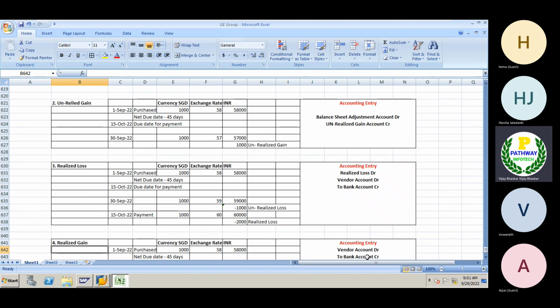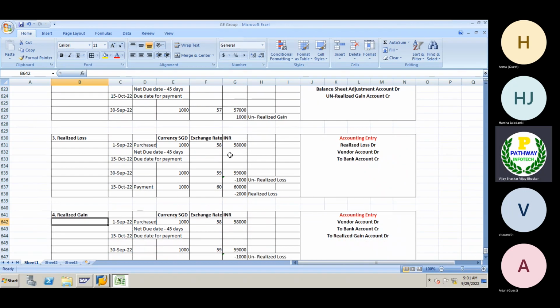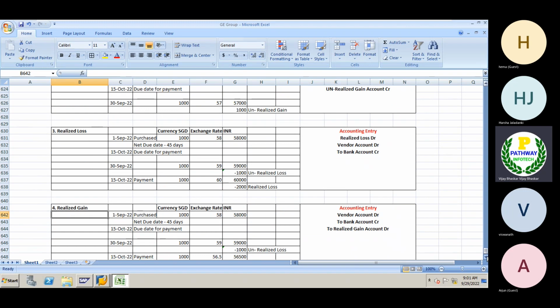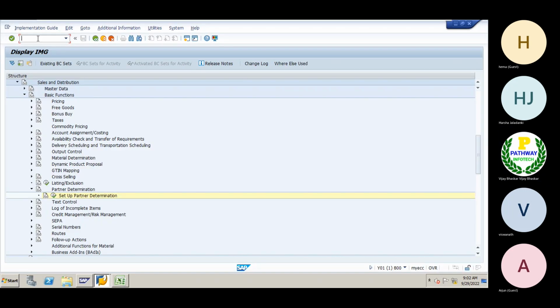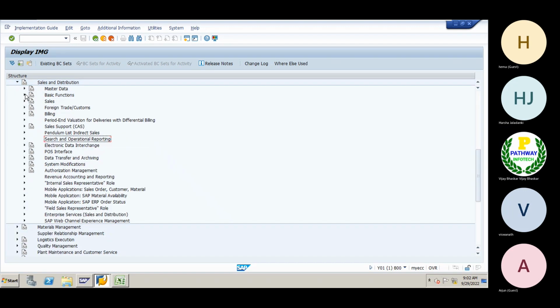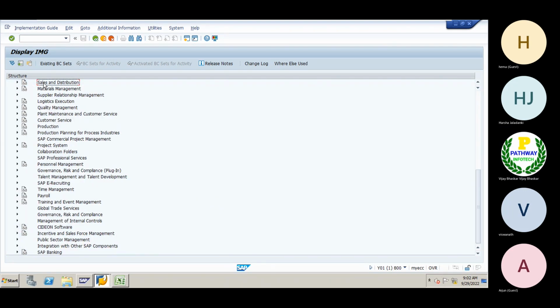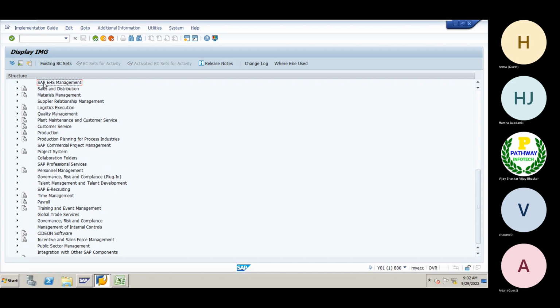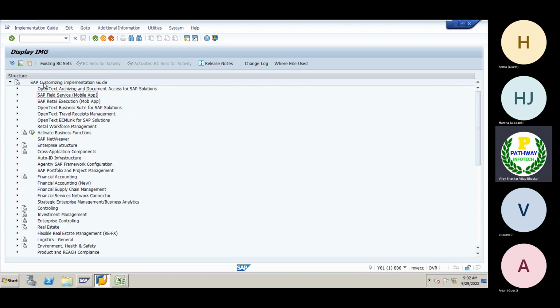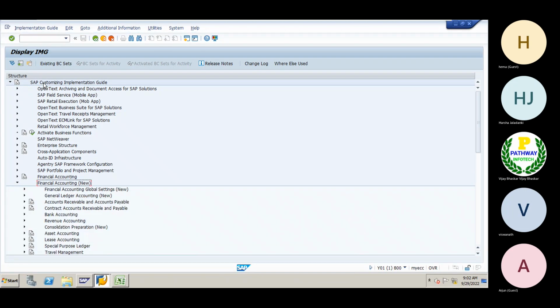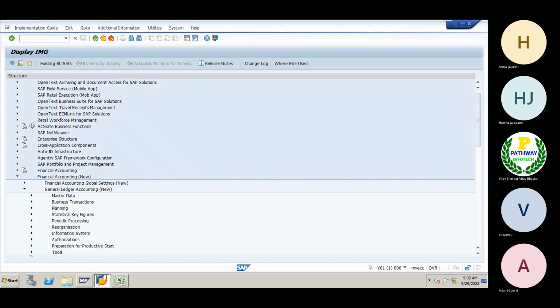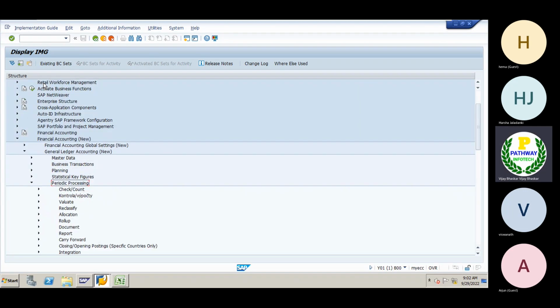Scenario number 3 only. Now let us move to the configuration part. SPRO, Financial Accounting, General Ledger Accounting, Periodic Processing.